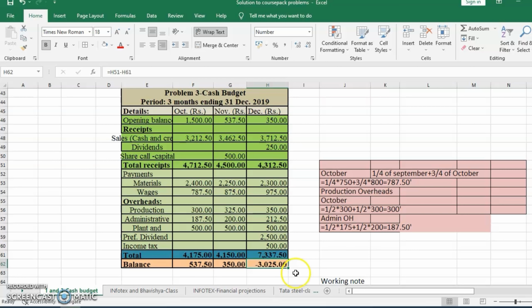So cash budget is one of the important estimates. It's one of the important tools with which you get to know your estimation with respect to your cash inflows and outflows. So with this, the solution is done.